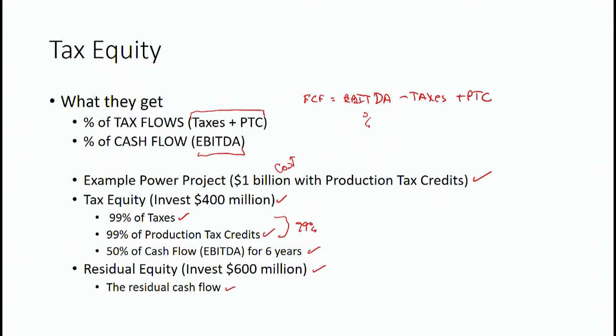What's left over, the residual equity, is going to invest $600 million, and they're going to basically get the residual cash flows, which is total cash flows minus what the tax equity gets. Okay, so those are the two streams that we're going to look at. There's one that goes to the tax equity investors, and there's another that goes to the equity investors. So let's look at how that shakes out. And so we need to look at what the flows are here.